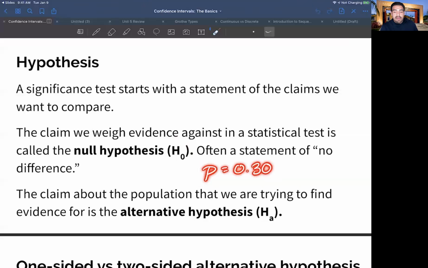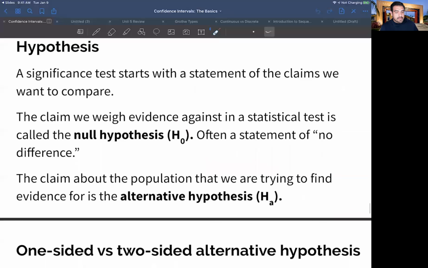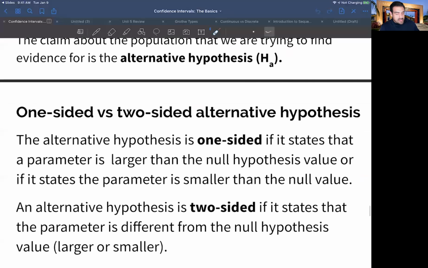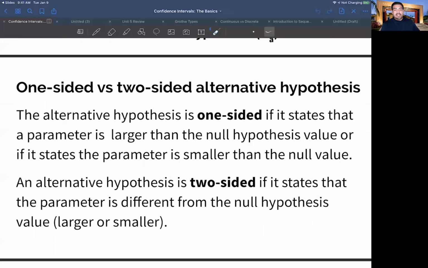The alternative hypothesis is the claim that we're trying to find evidence for. So we hear 30% of people saying that candy corn is their favorite. I don't buy it. I would say that my alternative hypothesis is that the proportion is much lower than 30%, right? It's a change from what the claim was. When we talk about an alternative hypothesis, it could be one-sided or two-sided, and I'll show you some formulas for that in a second.